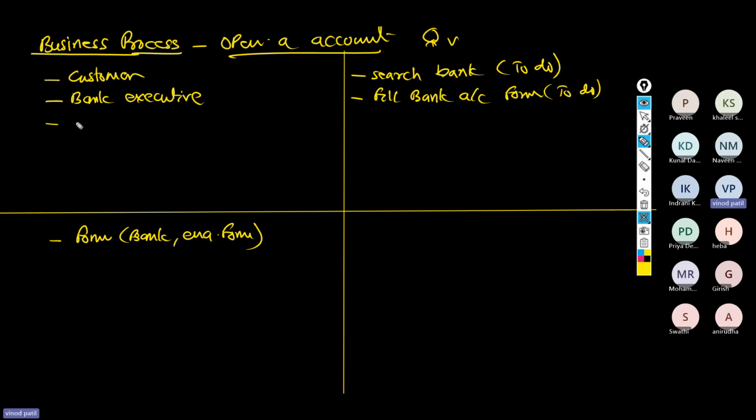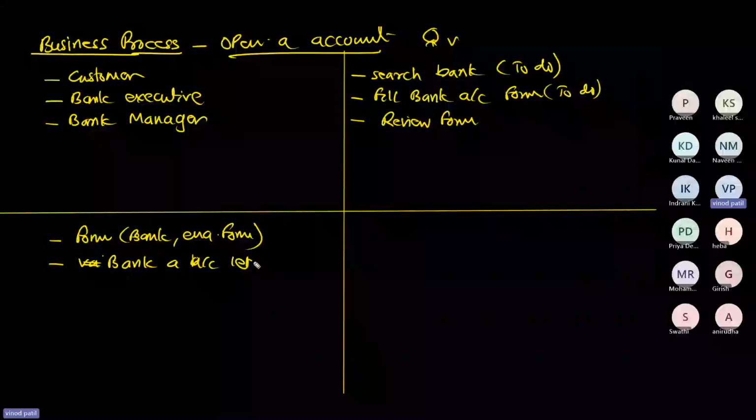He's saying, okay, please submit this form to the bank manager. So he filled the form and delivered the form to the bank manager. The bank manager validates, or reviews, the form. And then finally he will be allotted a bank account later.